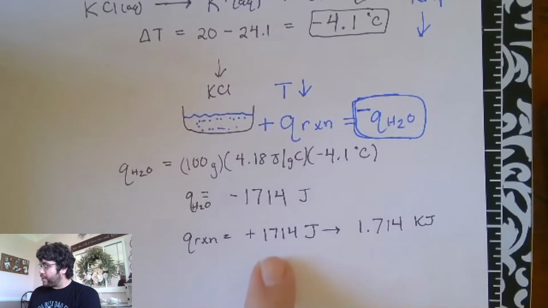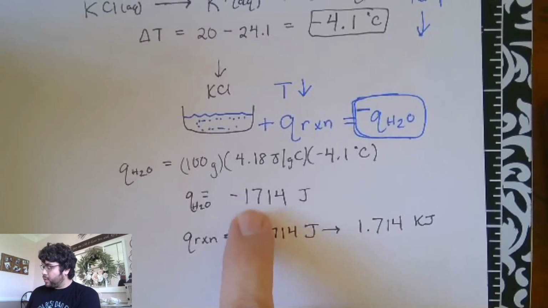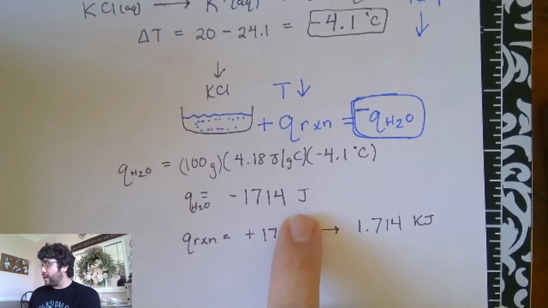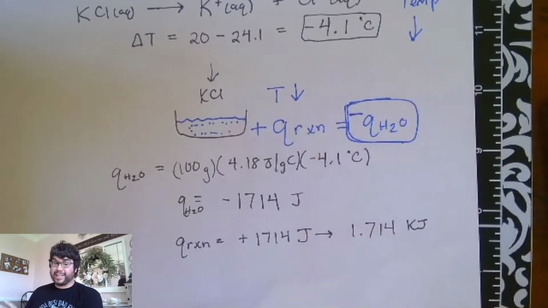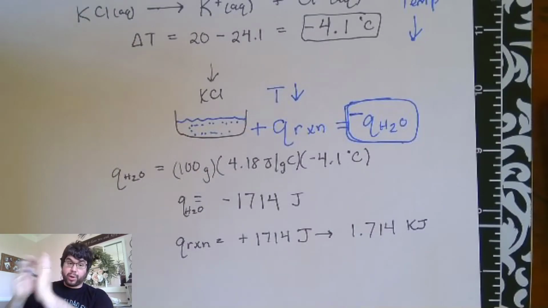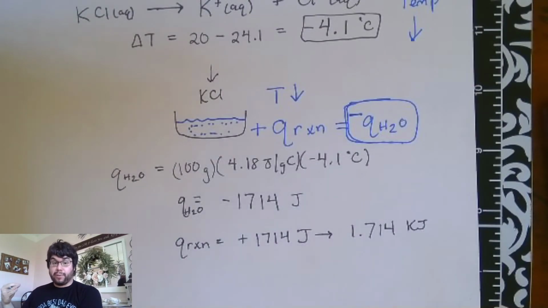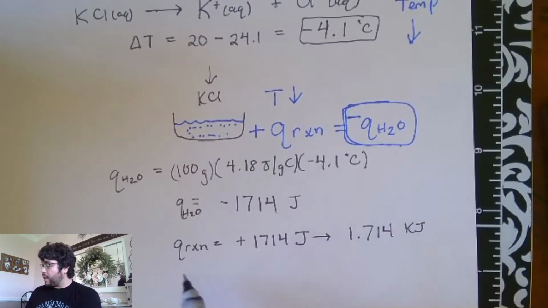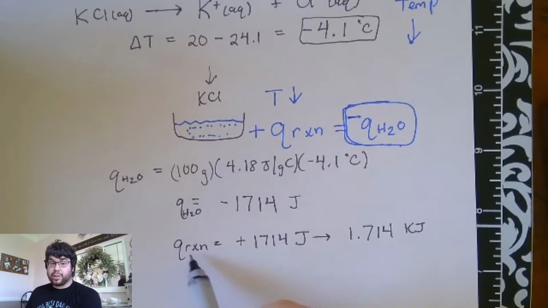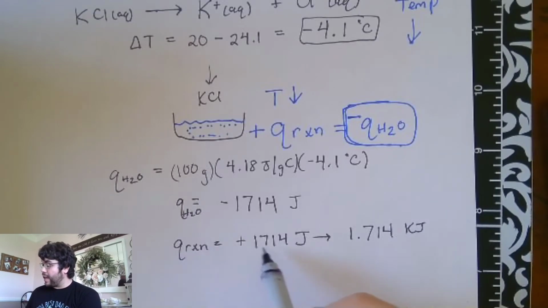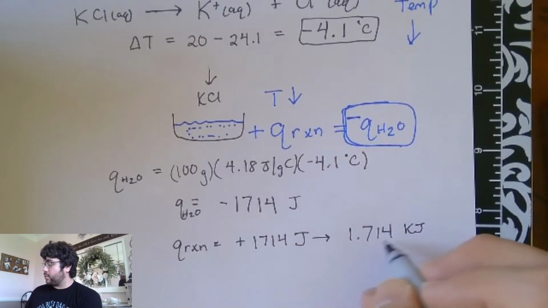We figured out the amount of energy in the dissolving of the salt, and we found that the water would have given off 1,714 joules of energy, and we figured that out because the temperature for the water changed, so it gave its heat to someone else. It gave that heat to the potassium chloride, and it therefore lost heat, and therefore its temperature dropped. And therefore the process, the reaction, the dissolving of the salt would have gained that energy, 1,714 joules, and that is equivalent to 1.714 kilojoules.